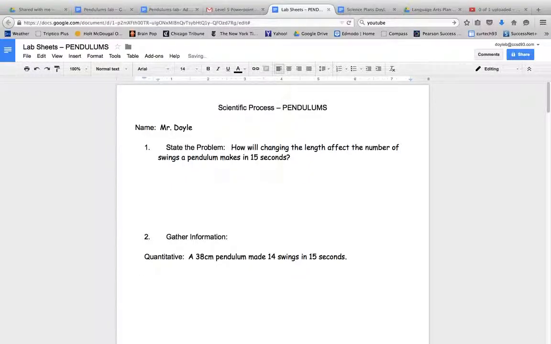Another quantitative observation is that, I know, this was our last experiment, with 5 pennies, the pendulum still made 14 swings. Now I know yours might be a little bit different. Maybe yours made 15 swings and you had 4 pennies, but it seemed to be that no matter how many pennies we added, we were still getting about 14 swings.